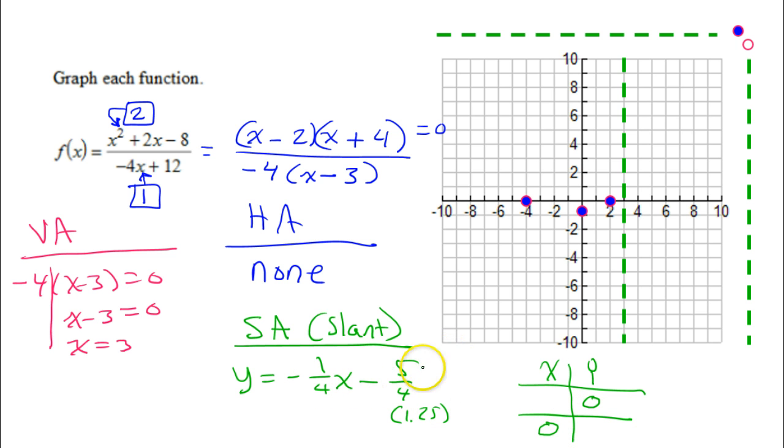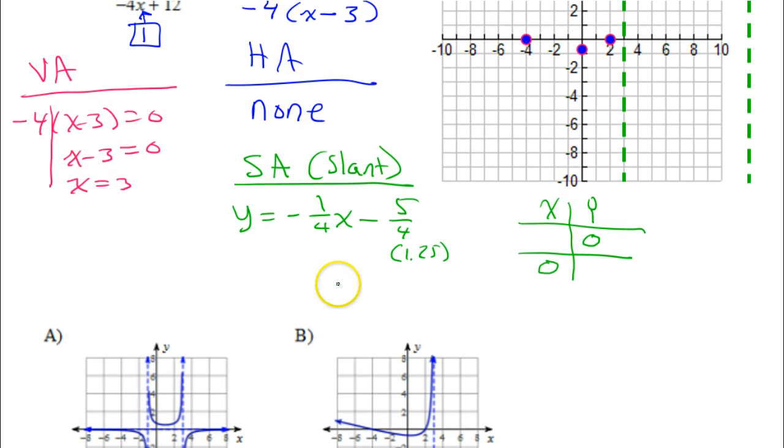If I put in 0 for x, then that is going to just be y equals negative 5/4, because if I put in 0 for x, that's going to make this term go away and just leave the negative 5/4. And we just found that that is 1.25, so this would be negative 1.25. Now, what if I put in 0 for y? What would x be?